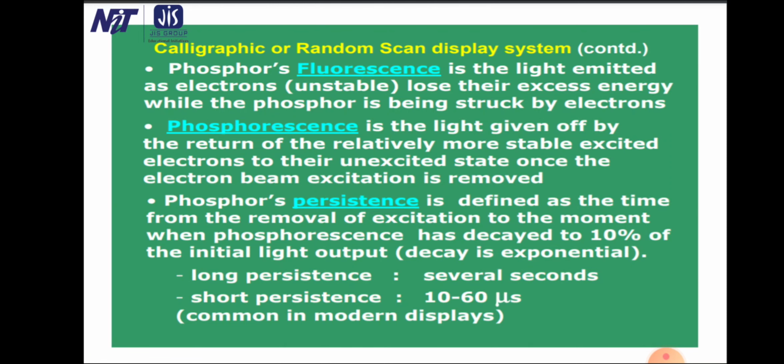Similarly, phosphor persistence is defined as the time from the removal of excitation to the moment when the phosphorescence has decayed to 10% of the initial light output. The decay is exponential. That means in the case of long persistence, more time, several seconds, is required, whereas for short persistence less time is required.